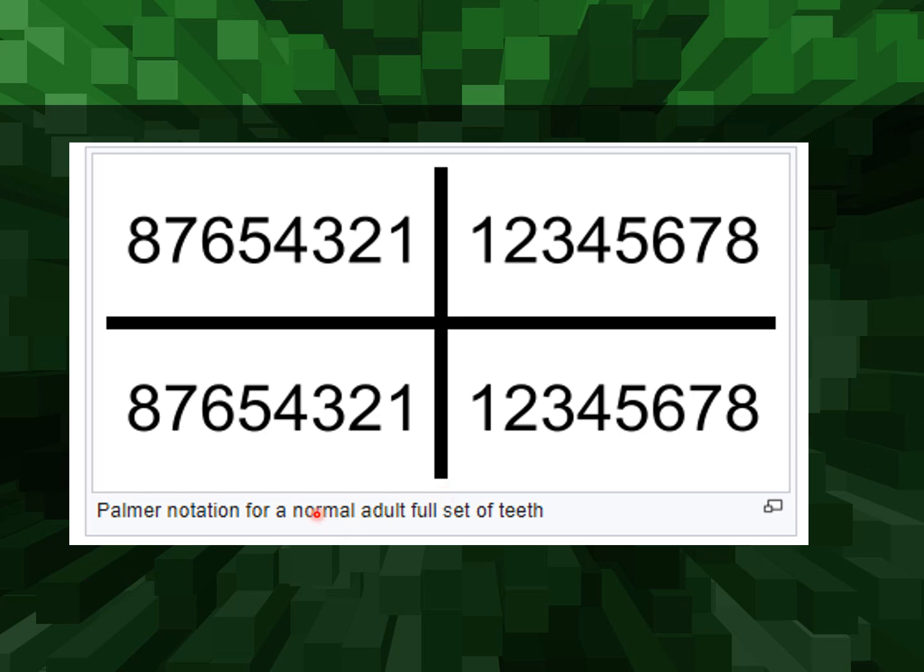Palmer notation system for a normal adult full set of teeth looks like on this slide. All upper right teeth need to be marked with this symbol, upper left with this symbol, lower left with this symbol, lower right with this symbol.